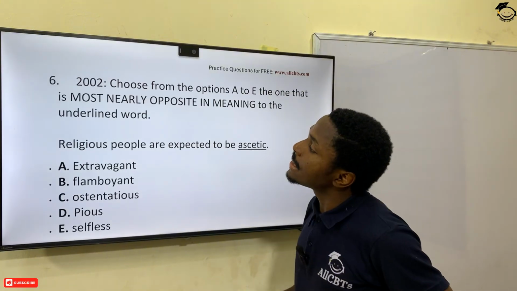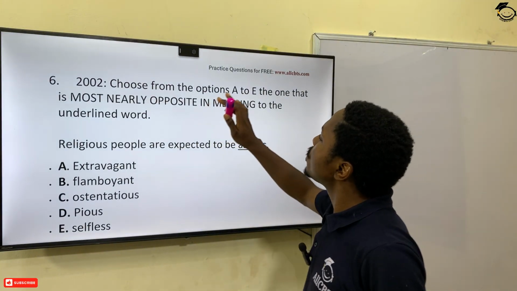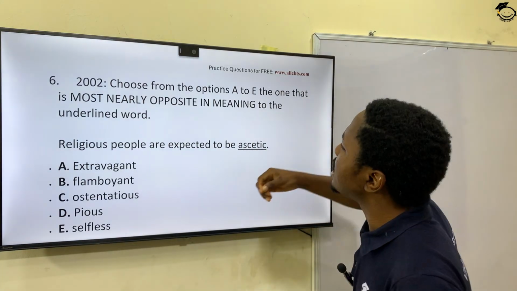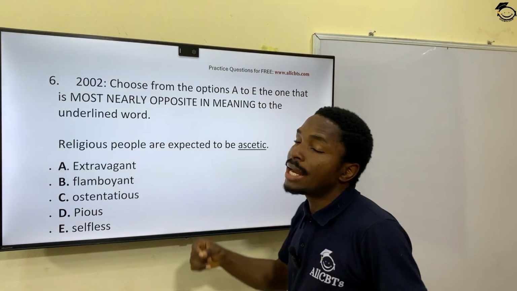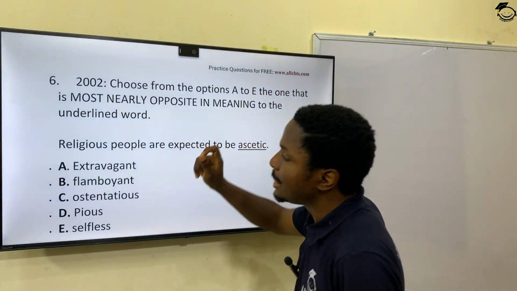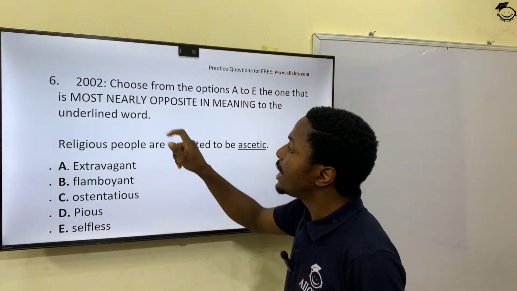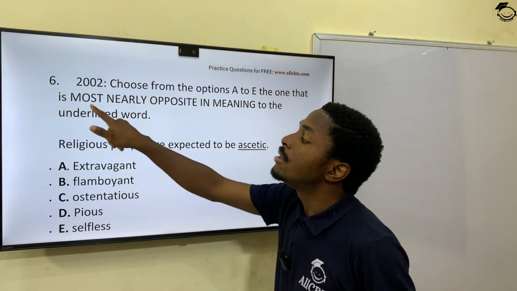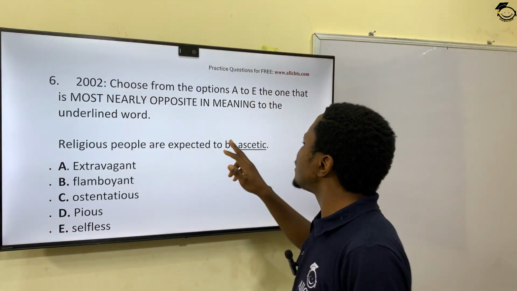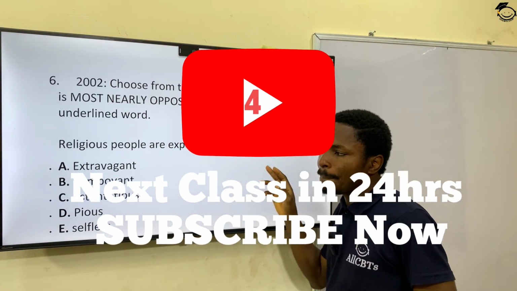Question 6 now from 2002. Choose the option A to E, the one that is most nearly opposite in meaning to the underlined word. Now, notice that, most nearly opposite. The first thing there is opposite in meaning, then most nearly opposite. Now, let's see. Religious people are expected to be ascetic.